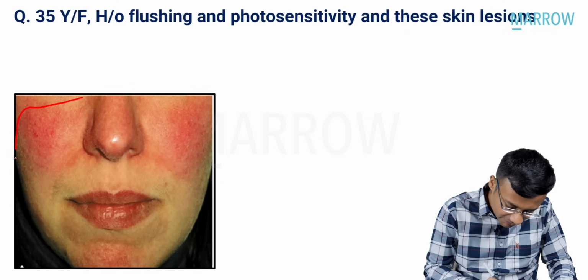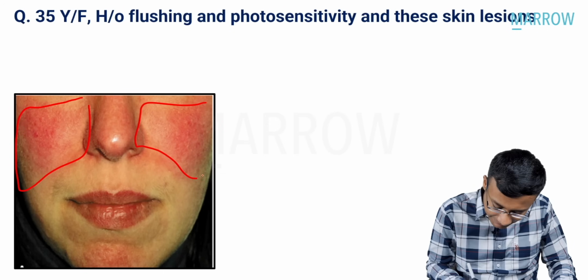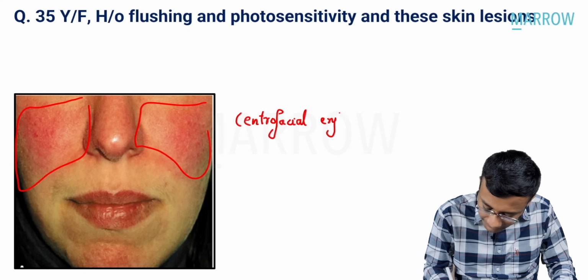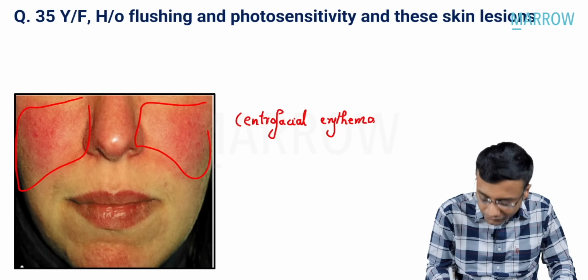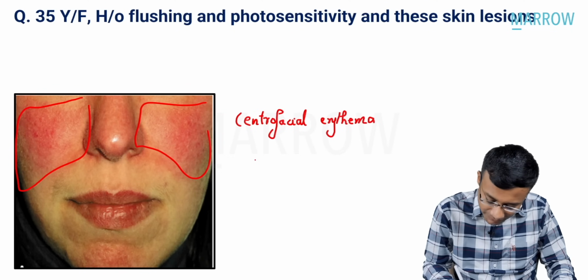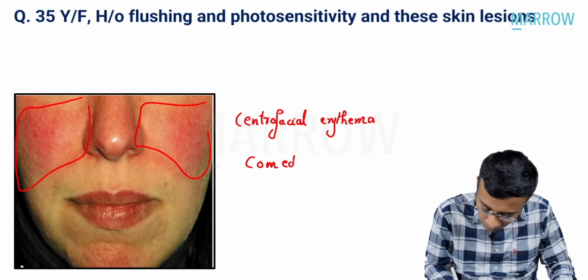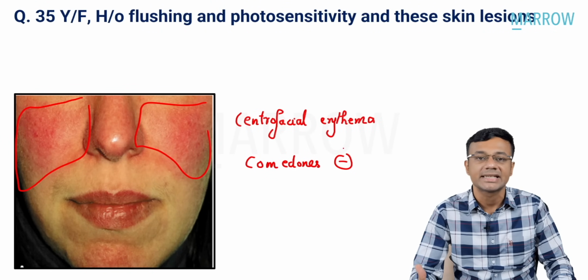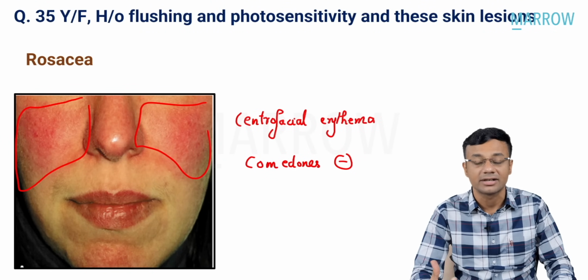A 35-year-old female presents with history of flushing and photosensitivity with these lesions. So what do we see in the picture? We can see the presence of centrofacial erythema. Many times consultants often confuse this for acne as well. Always remember, students, that in this condition comedones are absent. With flushing, photosensitivity, telangiectasia, the correct answer here is rosacea, a disorder where the face is involved with chronic inflammation.